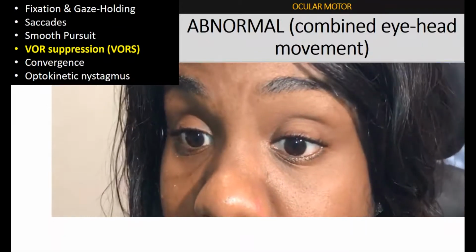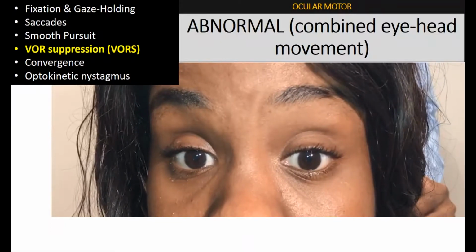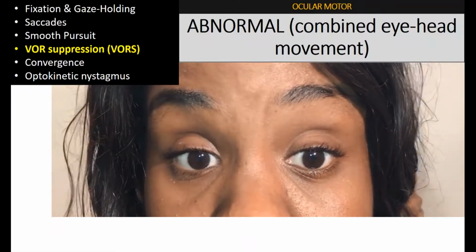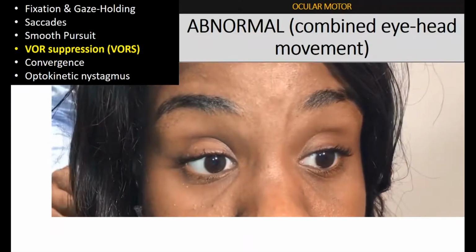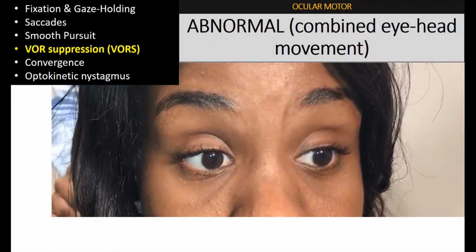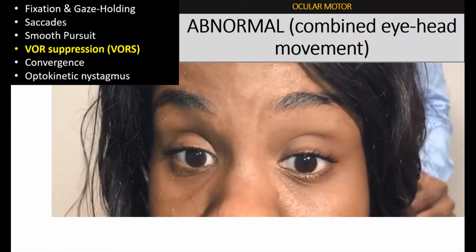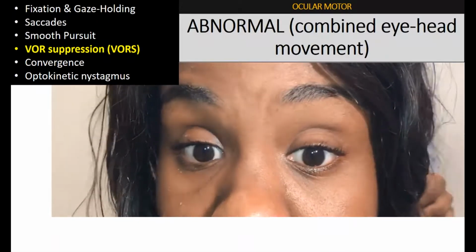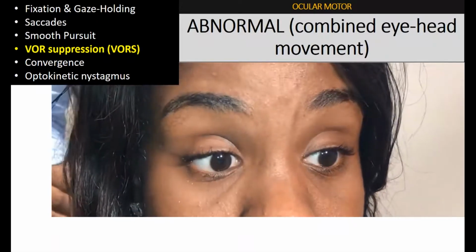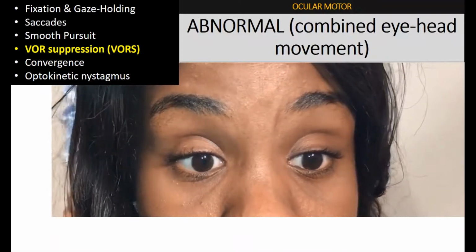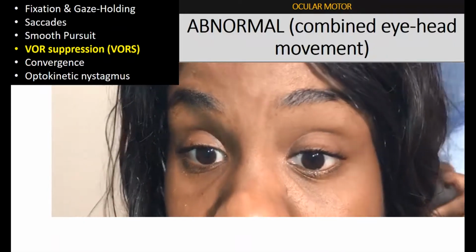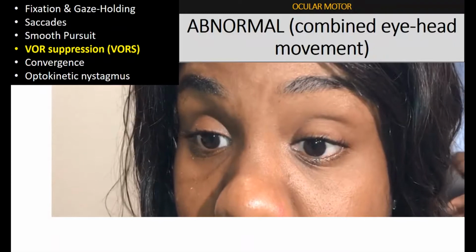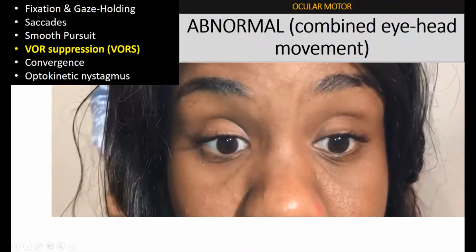So this patient also has saccadic intrusions. This patient has square wave jerks. And in fact, she has progressive supranuclear palsy or PSP. Convergence problems are very common with Parkinson's disease, with other types of Parkinsonism like PSP. And again, these saccadic intrusions, these square wave jerks are also quite common in PSP.